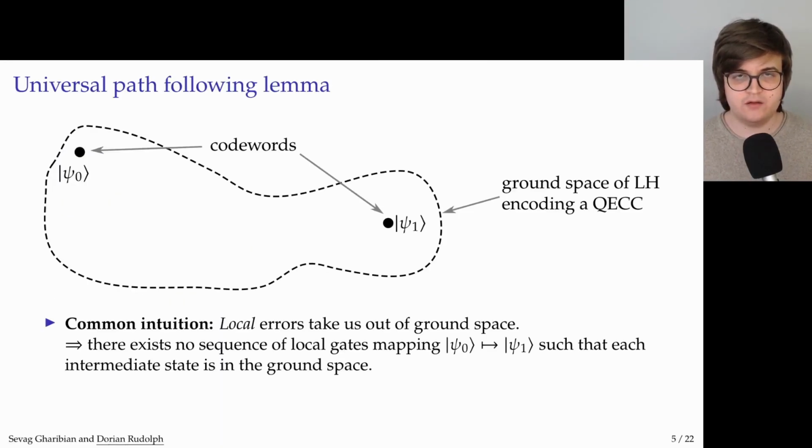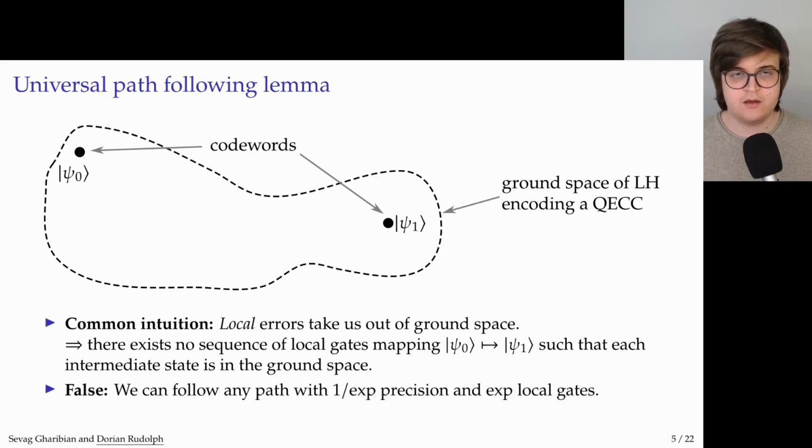Suppose we have a quantum error correcting code encoded in the ground space of a local Hamiltonian with code words psi0 and psi1. A common intuition is that local errors take code words out of the ground space. This would imply that local errors cannot change psi0 to psi1 without detection. However, our universal path following lemma shows this to be false, as we can follow any path with 1/x precision with exponentially many local gates.